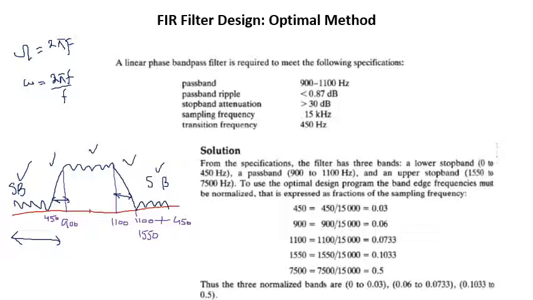Okay, so the normalized values for the first stop band will be 0 to 0.03. Then we have the pass band, which has normalized frequencies of 0.06 to 0.0733. Again we have another stop band, and this one has a frequency range of 0.1033 to 0.5. Okay, and these replicas are repeated. So again around 1 we'll have the same type of thing, something like this. Okay, so that's straightforward.